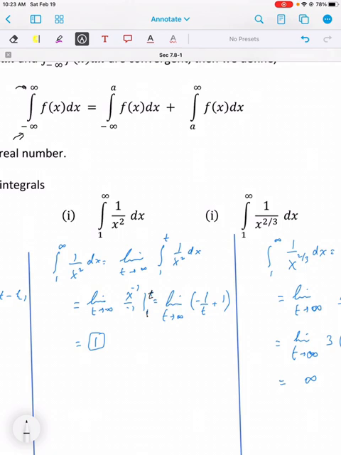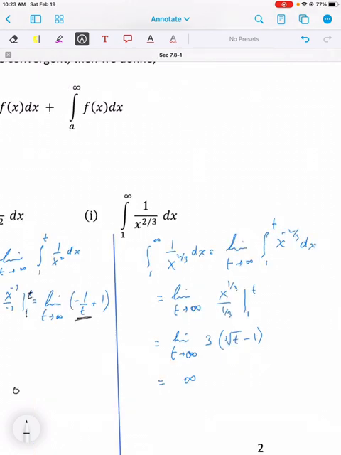Same thing now here. We have 1 over x to the 2/3. Write it as a limit like this. Integrate. We end up getting the function 3 times cube root of x. Apply the upper and the lower limit. We end up getting this, and now the limit of cube root of t as t goes to infinity is infinity, and minus 1, so that's infinity.